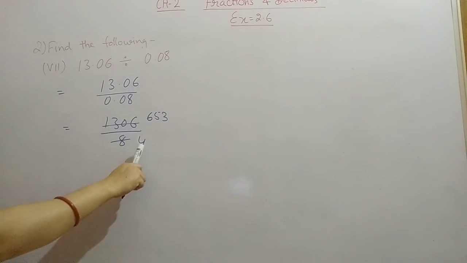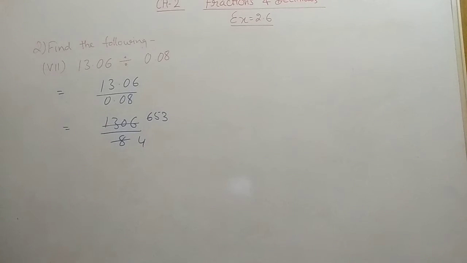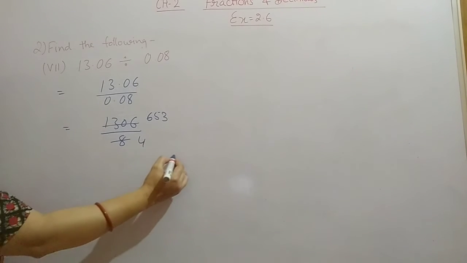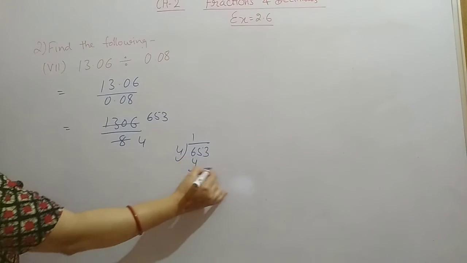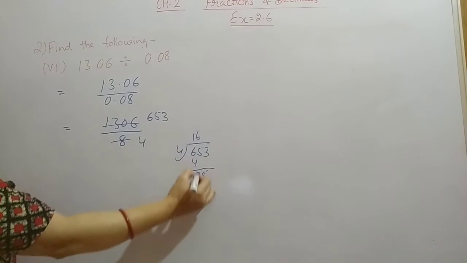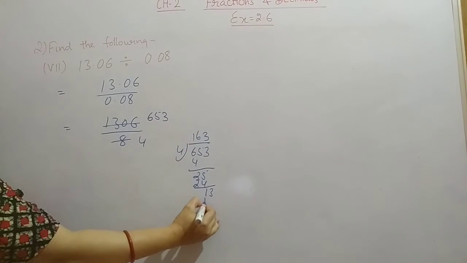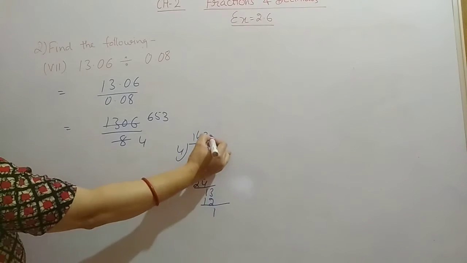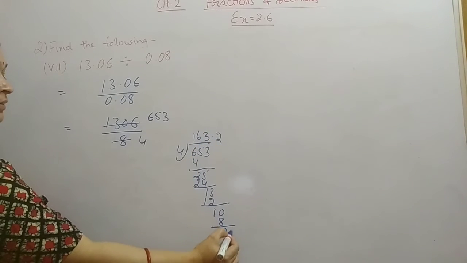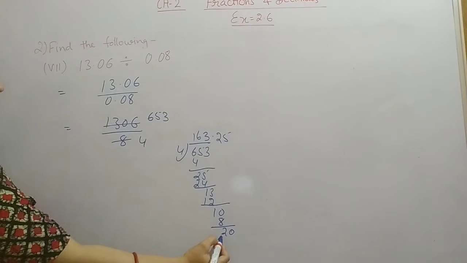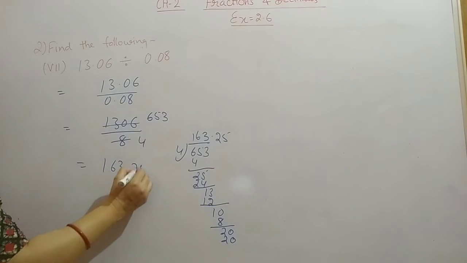Now you can see here it will not go by 4 because it is an odd number, and down you have an even number. So you can divide it. 653 divided by 4, 4 1s are 4, 4 6s are 24, 4 3s are 12. Then put the decimal and take 0, 4 2s are 8. Again one more 0, 4 5s are 20. So the answer here is 163.25.